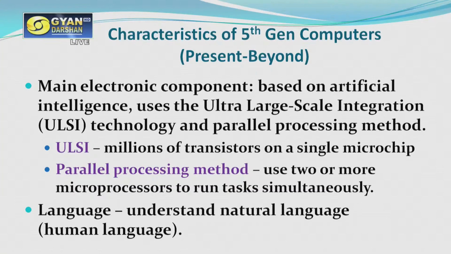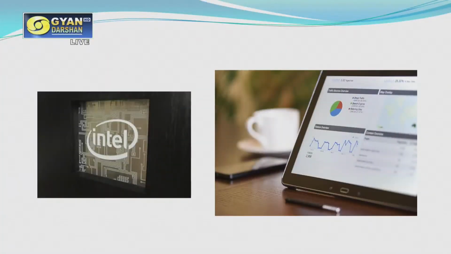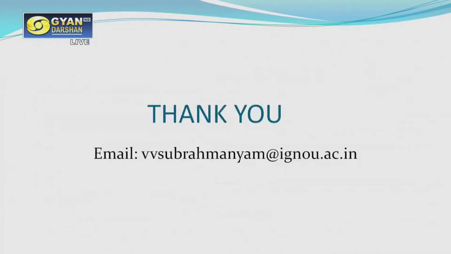The main focus is on artificial intelligence. So there are natural language processing, machine learning, artificial intelligence, and deep learning. Most of these things are being covered in present days. When it comes to power, it consumes very little power, speed is remarkably high, and size is portable and small. Input output devices are keyboard, monitor, mouse, trackpad. There are many innovative input devices appearing in today's systems, and examples are desktops, laptops, tablets, smartphones, etc. This is the Intel chip with ultra VLSI design.